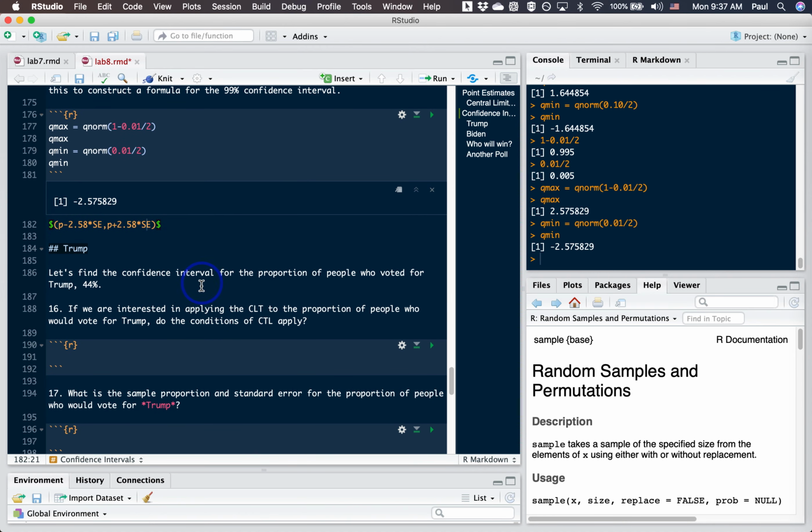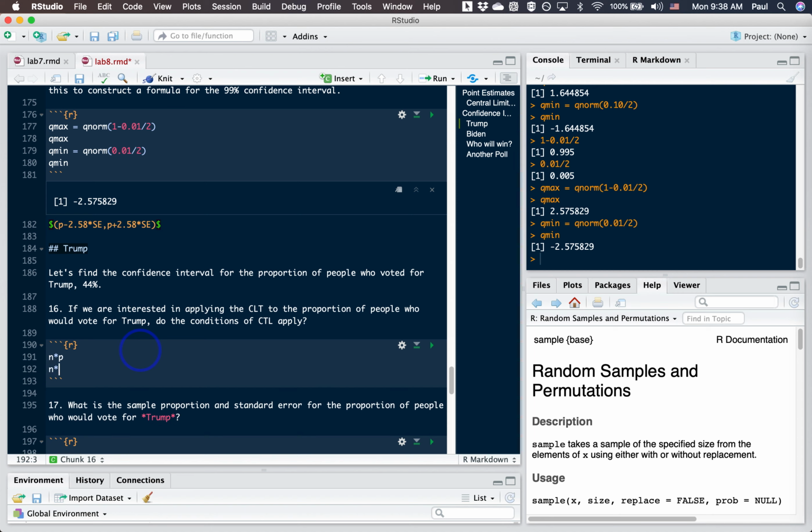To this question, what is the actual confidence interval for a proportion of people who voted for Trump? What does this data tell us? What range of values are likely? So to answer this, we first have to check, do the conditions of this study satisfy what the central limit theorem says is needed for it to apply? So remember, the conditions are n times p has to be greater than 10, and n times 1 minus p has to be greater than 10.